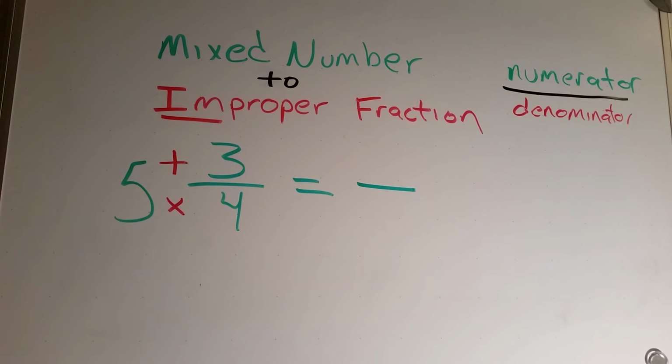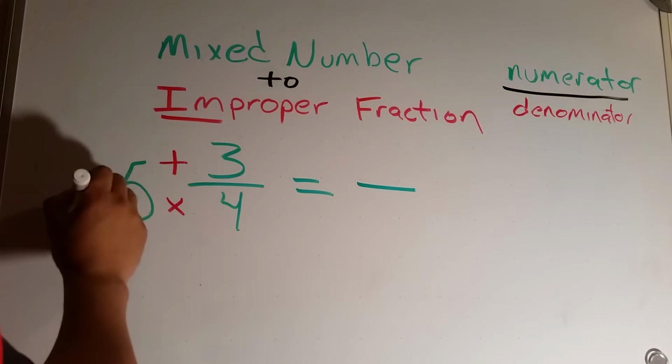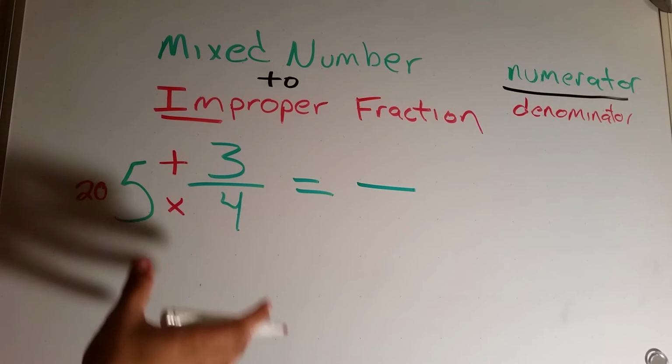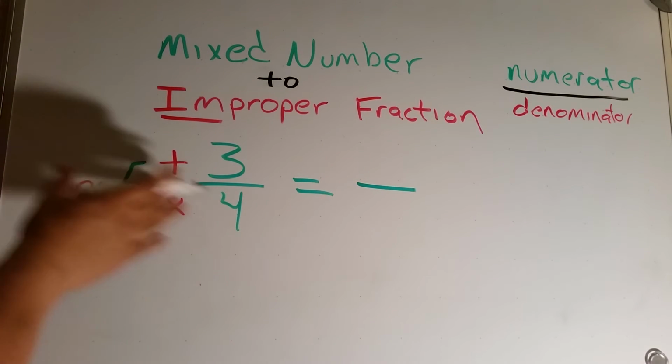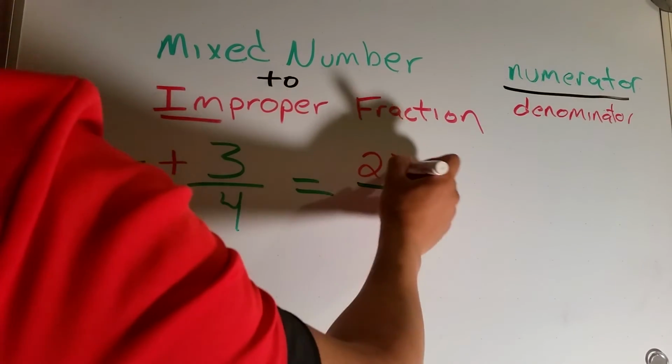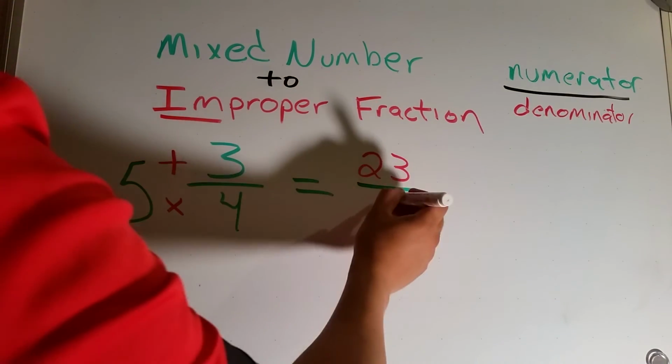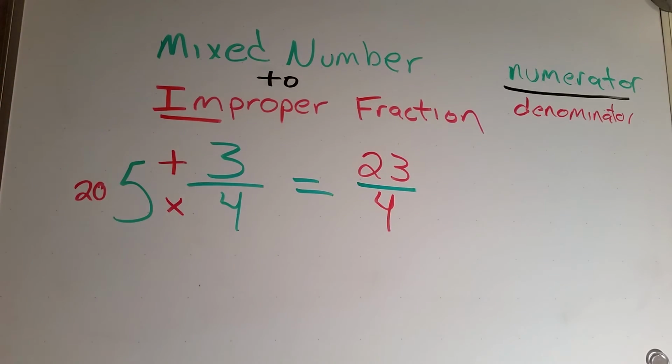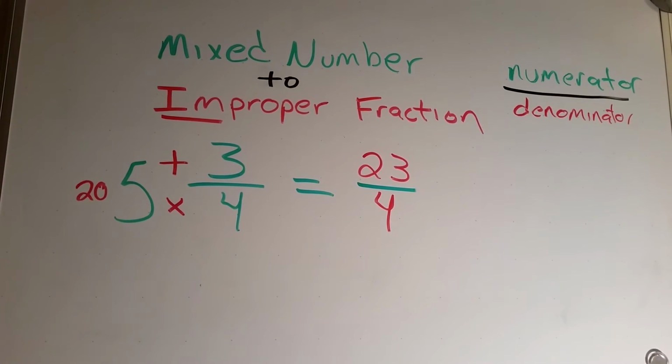In this case, we're going to do 4 times 5, which is going to give us 20. Remember our PEMDAS, we do the multiplication first. 4 times 5 is 20, plus the 3 is going to give us 23 over 4. That'll be our first example.